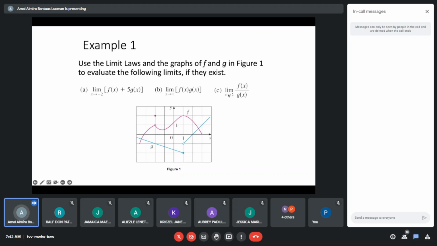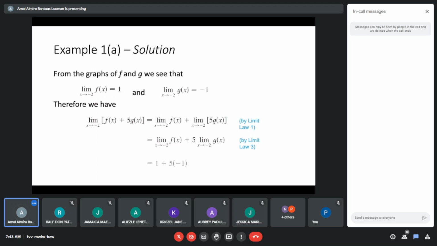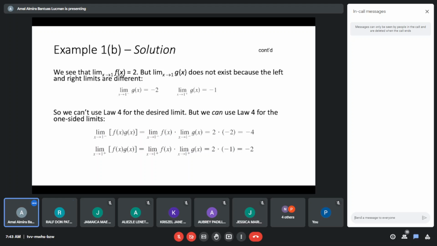Okay? Letter C. It would be the limit of f of x over the limit of g of x. What is the limit of f of x as x approaches 2? As x approaches 2, that would be, let's say, 1.4. But what is the limit of the function as x approaches 2 of g of x? What is the limit here, class? 0. So 1.4 over 0 is undefined or does not exist. So this one is undefined or does not exist. This one does not exist also. Okay? That's about it, class? Yes, ma'am.